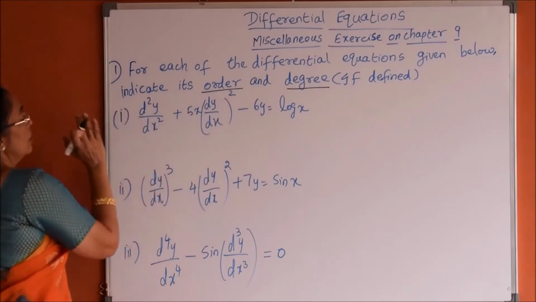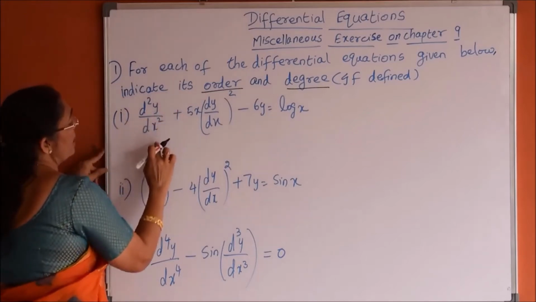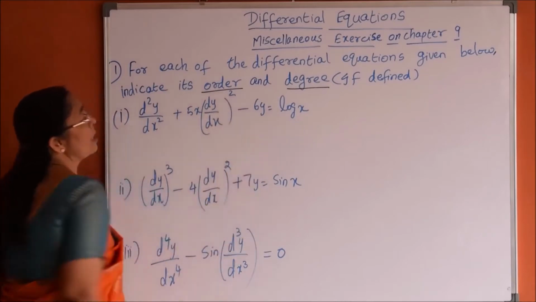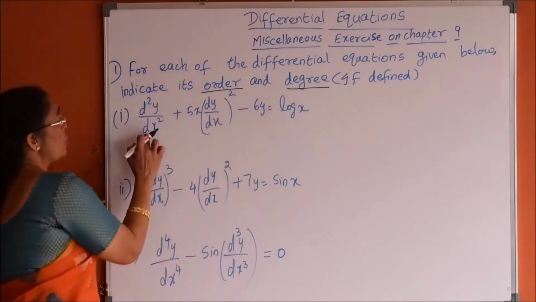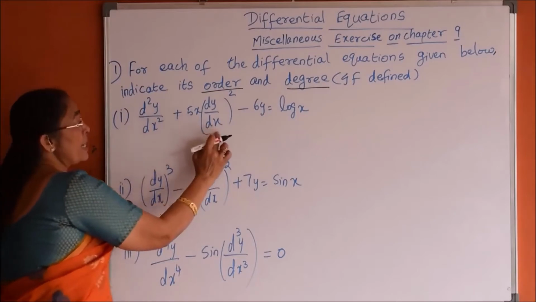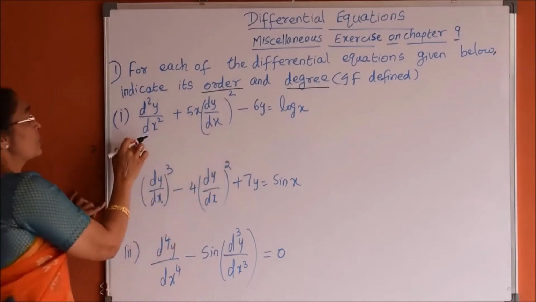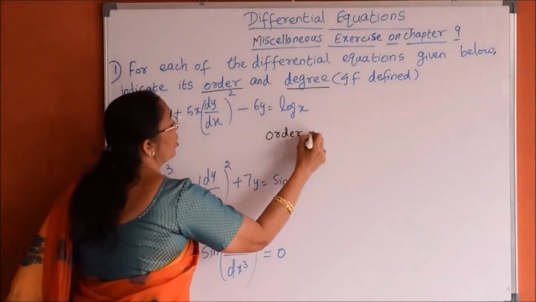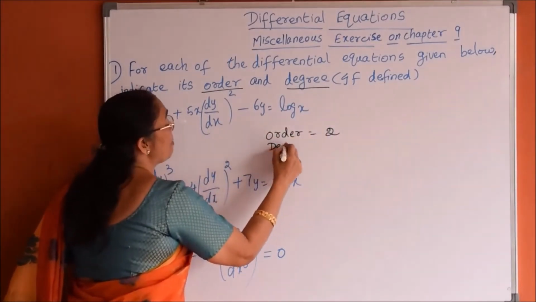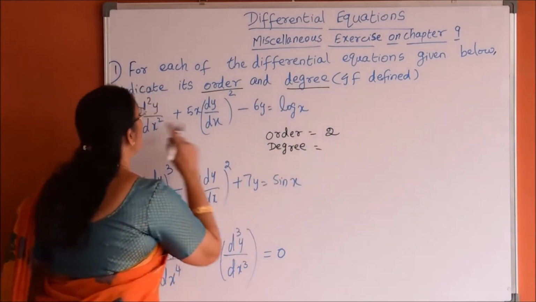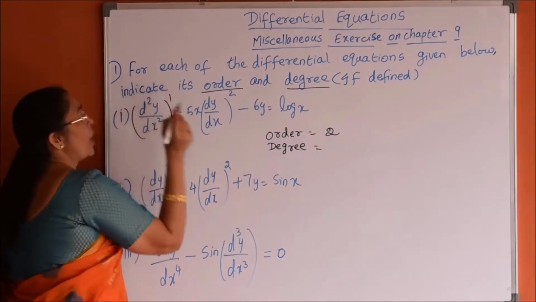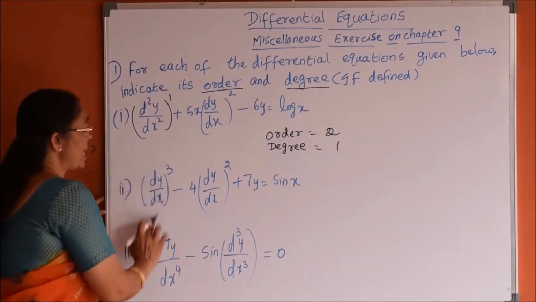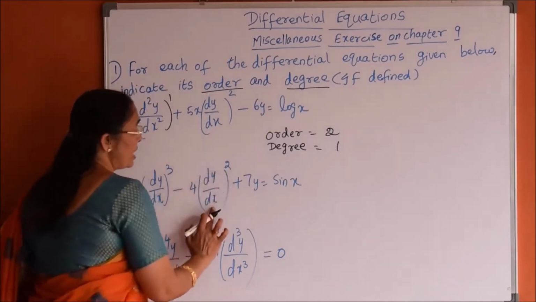Now, first problem: (d square y by dx square plus 5x into (dy by dx) whole square) minus 6y is equal to log x. The highest order is second order; dy by dx is first order differentiation, d square y by dx square is second order. So, order is second order and degree is the power of the highest order. The power of the highest order here is 1. So, degree is 1.